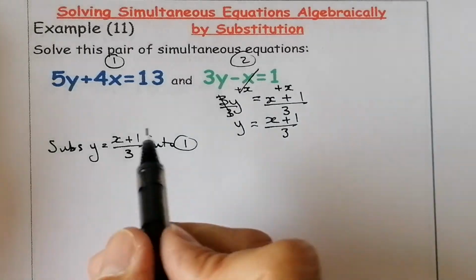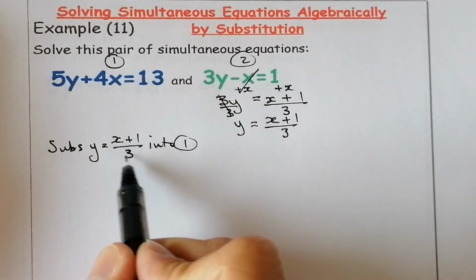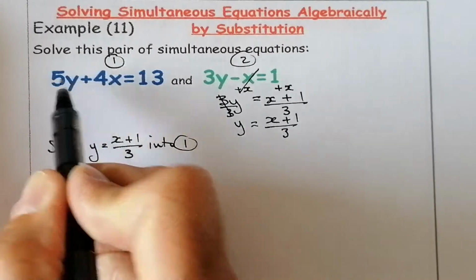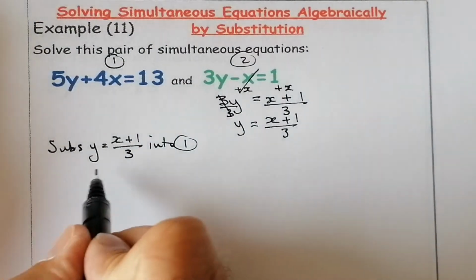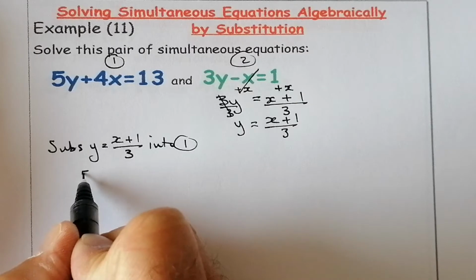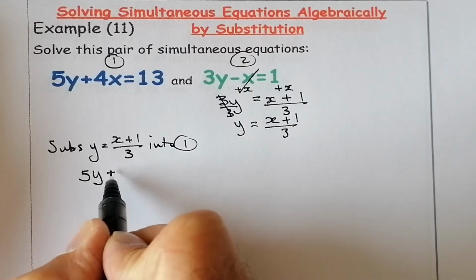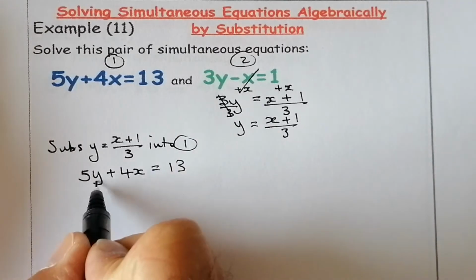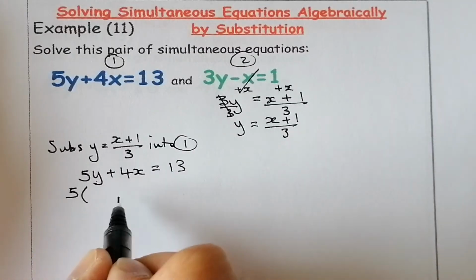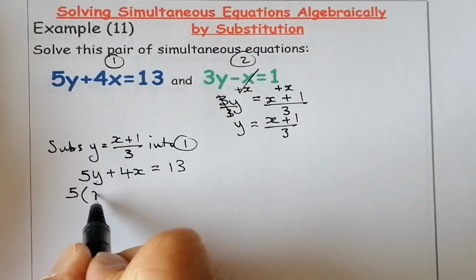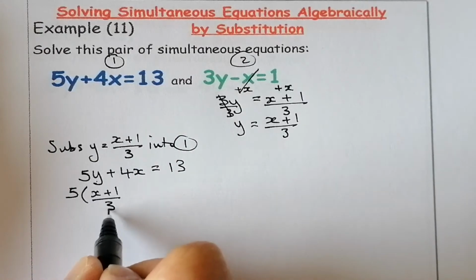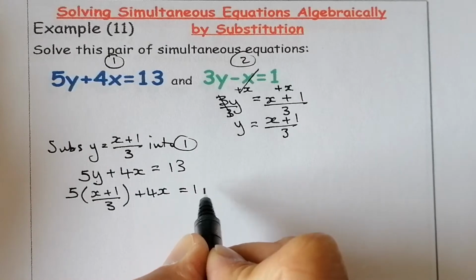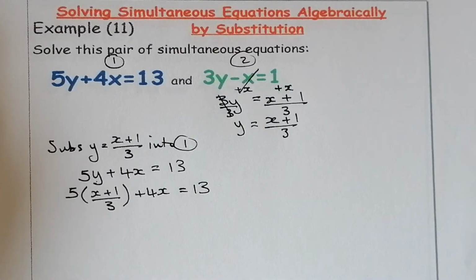So what I'm doing is putting that there for y. I'm substituting that into there, and I'll be multiplying it by 5. Let's have a look at that. So what I've got is 5y plus 4x equals 13. I'm going to substitute that in instead of y. So I've got 5 times x plus 1 all over 3, plus 4x still sitting there, and that equals 13.